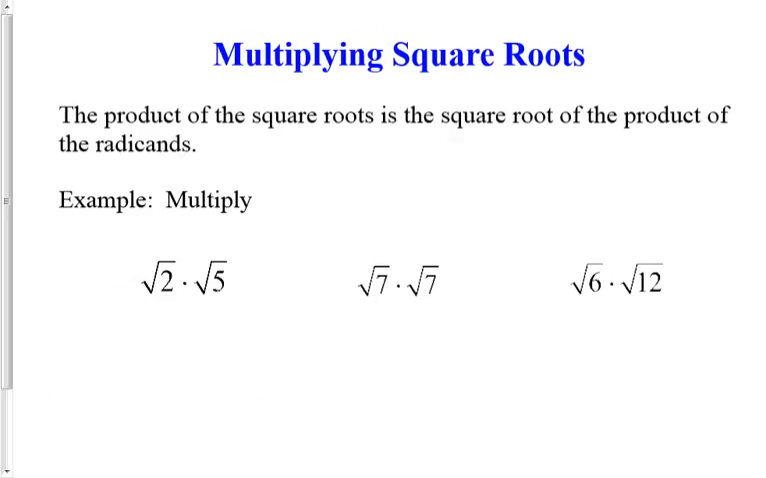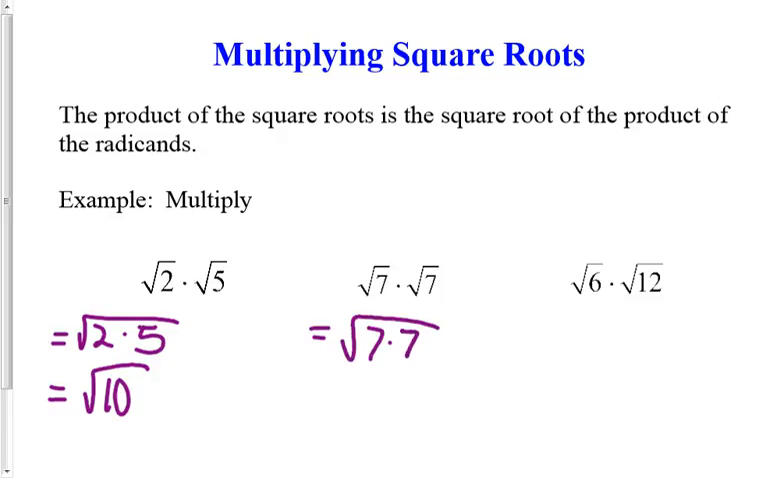Now let's take a look at multiplying square roots. The product of the square roots is the square root of the product of the radicands. So let's just multiply so we can start understanding this. Square root of 2 times square root of 5 is the same as square root of 2 times 5, which is equal to the square root of 10. Square root of 7 times square root of 7 is equal to the square root of 7 times 7, which is the square root of 49, which, as we know, is equal to 7.